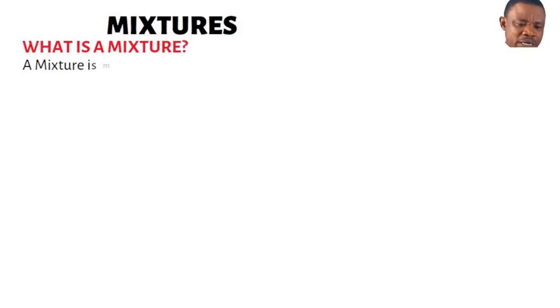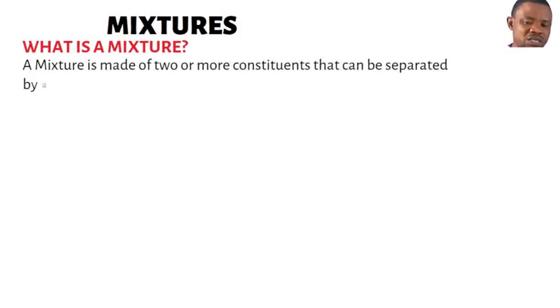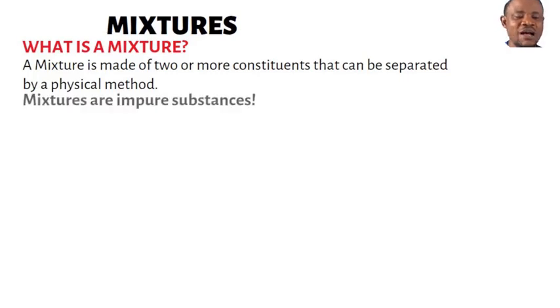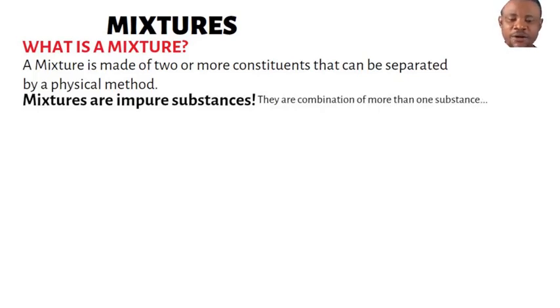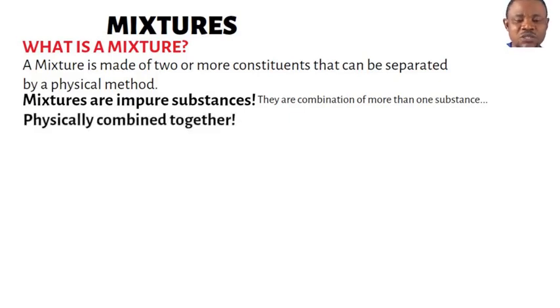Is that alright? Mixtures. What is a mixture? A mixture is made of two or more constituents that can be separated by a physical method. Unlike compounds that are chemically combined together, mixtures are physically combined together. Mixtures are impure substances because they are physically combined together. You see, they are a combination of more than one substance. So a mixture is actually not one substance, it's more than one substance. They are physically combined together.